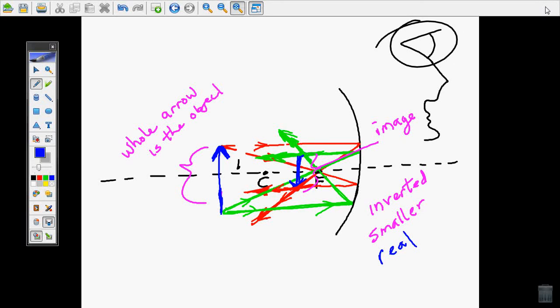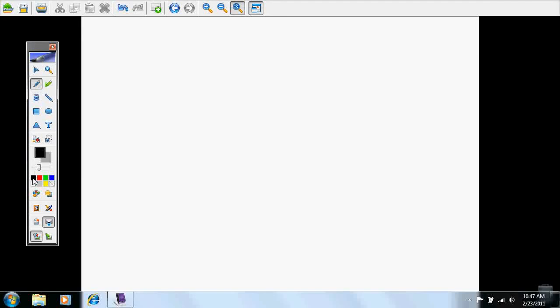So instead of drawing the ray diagram for the head and the feet, too confusing. From now on, we're just going to draw ray diagrams for the head of the object. And we know that the feet, when they're on the principal axis, the image's feet are going to be on the principal axis. So let's go and draw it again, a more simplified version.